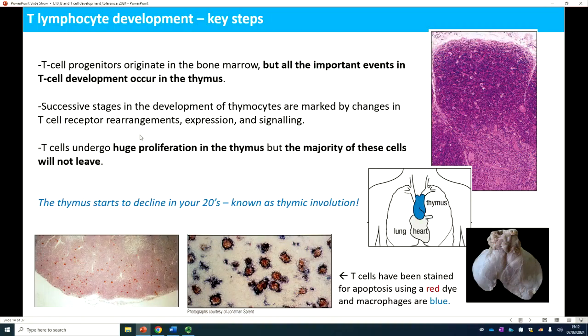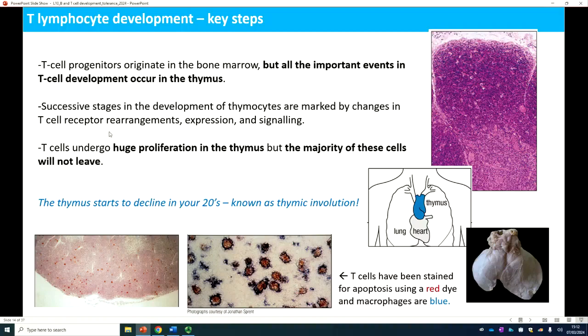So we have a look at T cell development. This is a little bit more complex, but remember, as we started off in the lecture, that all the T cell progenitors will arise within our bone marrow, but all the key stages of development will actually occur within the thymus. And like the B cells, the development of the thymocytes can be characterized by changes in not only the T cell receptor rearrangement, but also the expression of their cell surface markers and what signaling is going on.